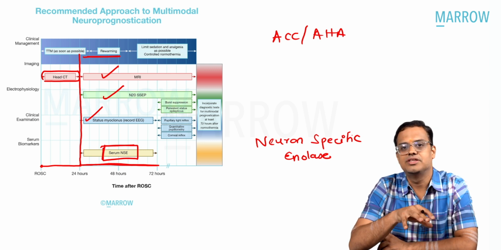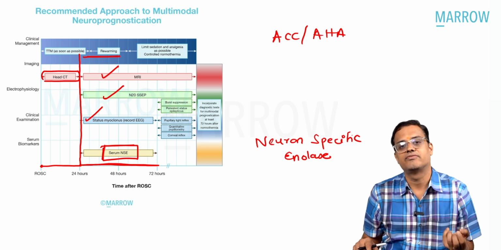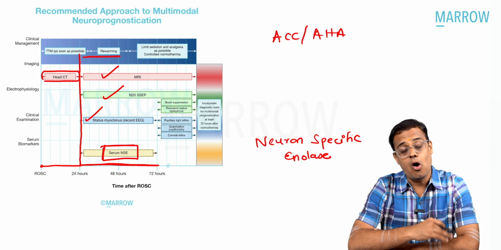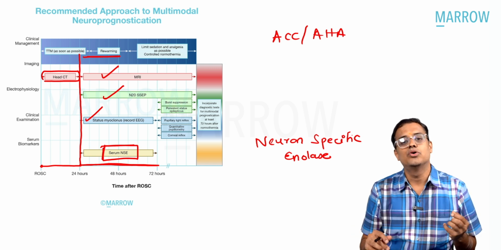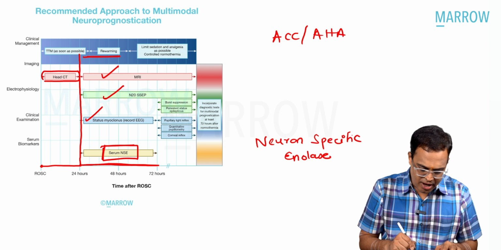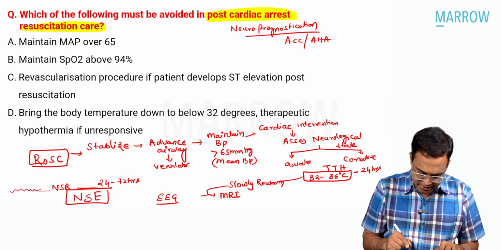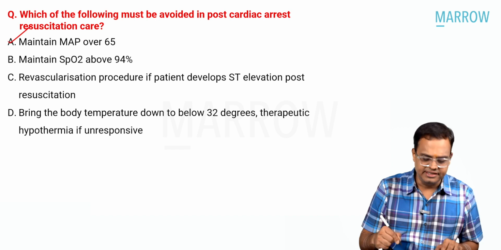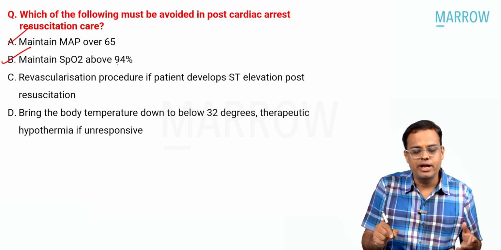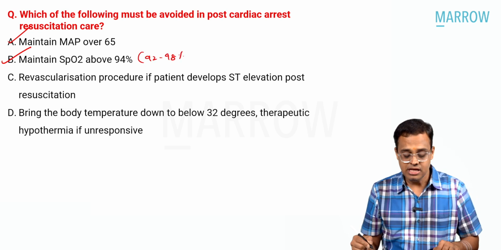Now, they have asked this question, this neuroprognostication of the patient after ROSC, in your entrance examination. We have discussed all these things in the main videos of what to do after ROSC, right? Now, let us see the options and try to answer it. Maintain the mean arterial pressure of over 65, right? Yes, mean arterial pressure, just now I am telling you 65. Maintain SpO2 above 94, 92 to 98 is the correct one, right? That's also a right one.